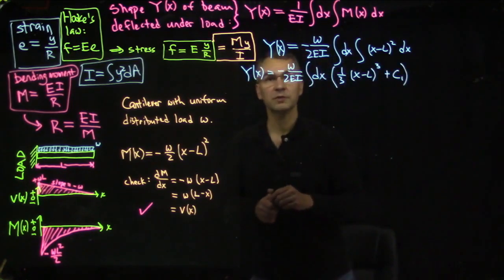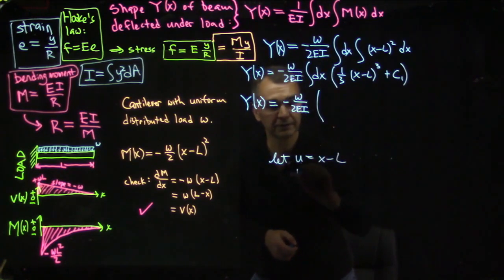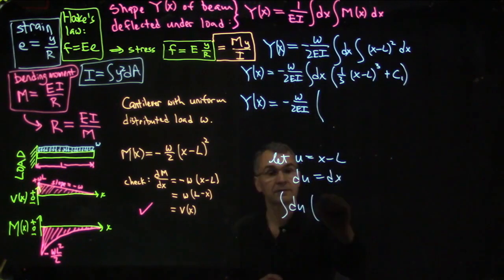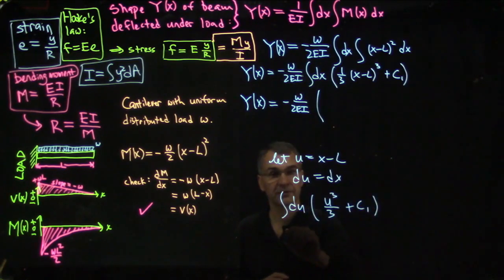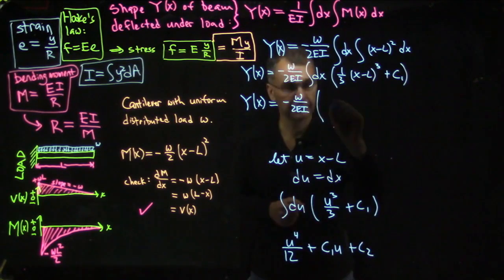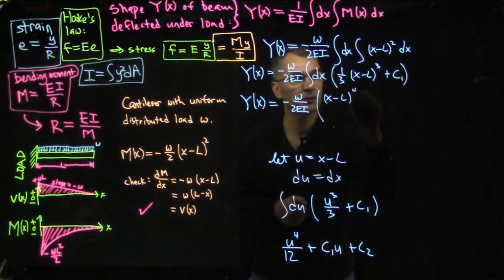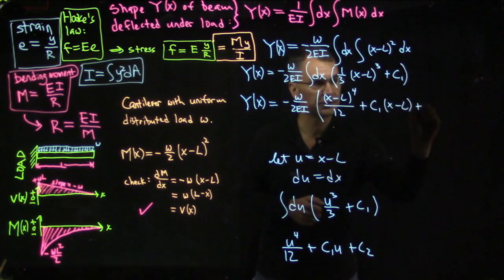Then we'll integrate this one more time. So I guess again we can say let u equal x minus L, du just equals dx, and we have the integral du of u cubed over 3 plus c1. So that is u to the 4th over 12, 3 times 4 is 12, plus c1 u plus c2. Here's (x minus L) to the 4th over 12 plus c1 (x minus L) plus c2.